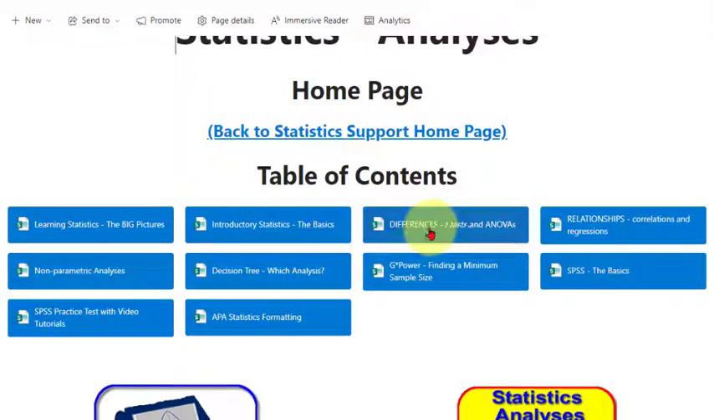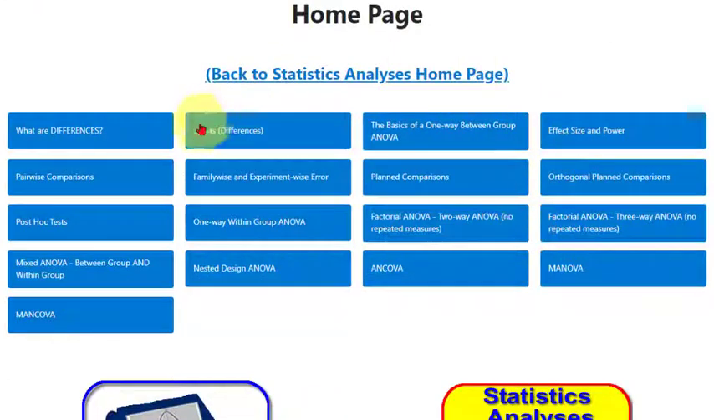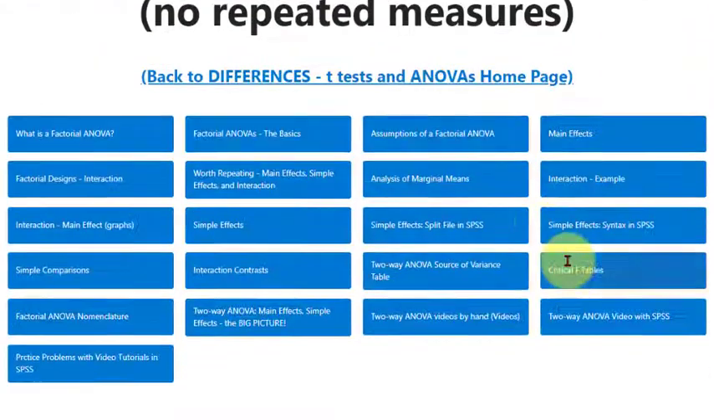But we're going to go to differences. This is where your college level, graduate level starts, right? Differences starts with t-tests. The ANOVA, right? So here's a one-way ANOVA. But you're looking at a factorial ANOVA. Oh my gosh, there it is right there. Two-way factorial ANOVA breaks it down into every little tiny thing that you could do one at a time, knock yourself out.